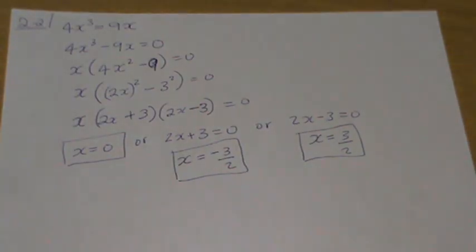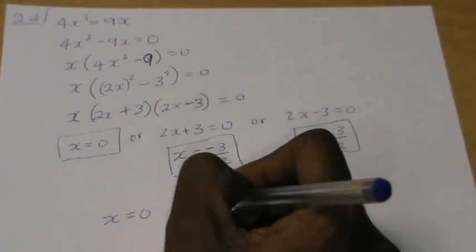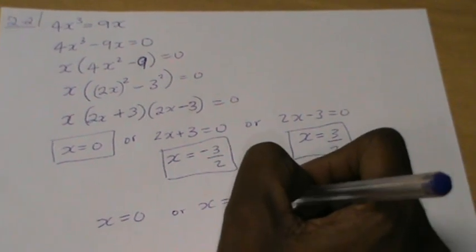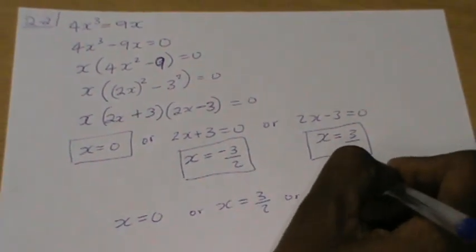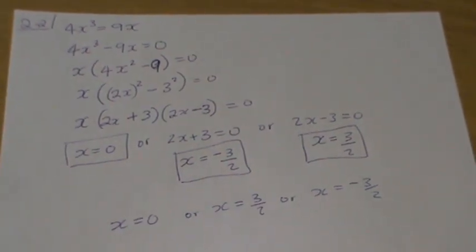Okay, so I've solved them. I can just rewrite them. x is equal to 0, or x is equal to 3 over 2, or x is equal to minus 3 over 2. Okay, and then just like that, you are done.